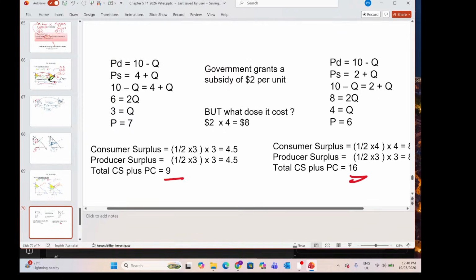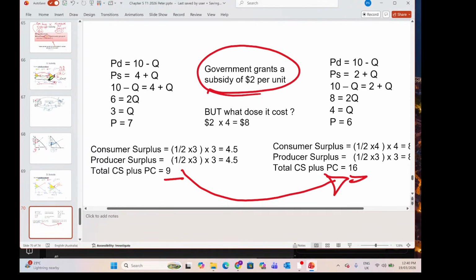Instead of 9. So in the first instance, we might be tempted to say that the subsidy's been great, because it made the consumer surplus bigger. It turned the consumer surplus from 4.5 to 8. It made the producer surplus bigger. It turned that from 4.5 to 8. So the net gain in consumer surplus and producer surplus is 7.